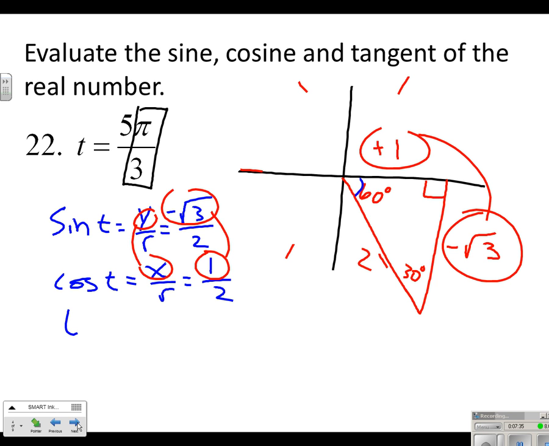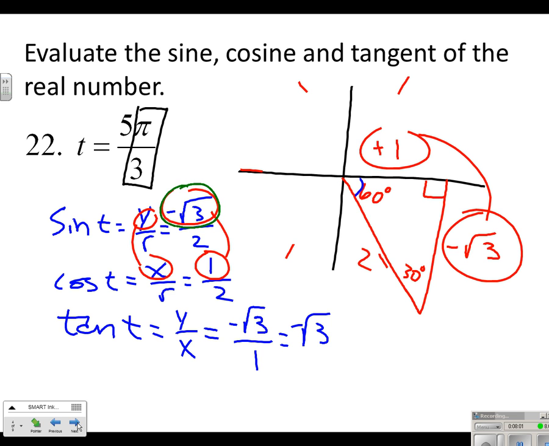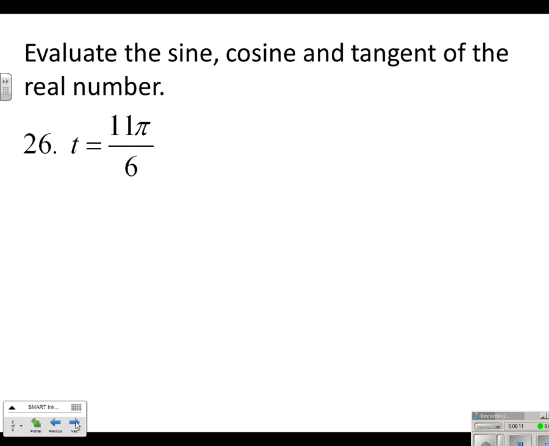And finally, tangent. Tangent, y on x, our y value being negative root 3, our x value 1, or just negative root 3. So pretty simple. One other thing you might note for tangent, if we don't do any reducing or rationalizing, tangent will always be this on that. Why is that? Because this is our y value, that is our x value, and tangent is y on x. Lots of connections to be made. Let's take a look at another one of these.